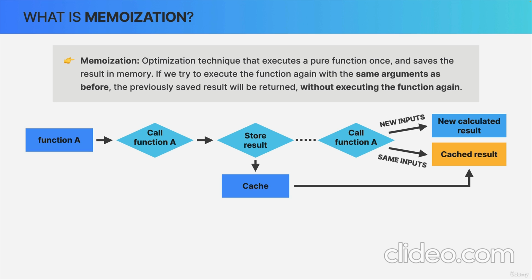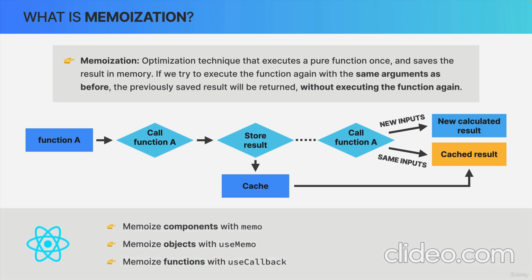But you might be wondering what this has to do with React. Well, in React, we can use this technique to optimize our applications. So we can use the memo function to memoize components with exactly this principle, and we can use the useMemo and useCallback hooks to memoize objects and functions. And doing so will help us prevent wasted renders and improve the overall application speed. Okay, so now that we understand what memoization is, in this lecture, it's time to look at how to memoize components using the memo function.